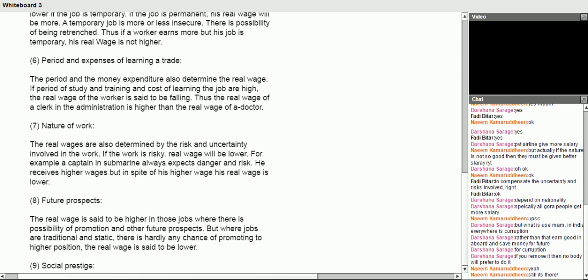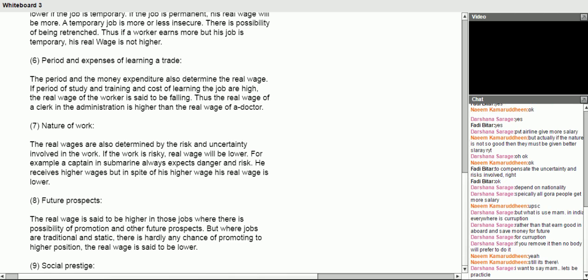Okay, what is Darshana writing? Let me read. But what is used now? In India, everywhere is corruption. Yeah, that's there. Corruption is at the roots of India. But you know, with this new government coming in, we are expecting that maybe things will get better in 10-20 years from now. Maybe we can say that.